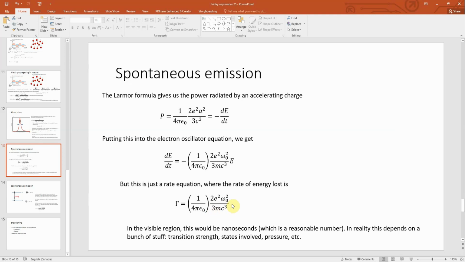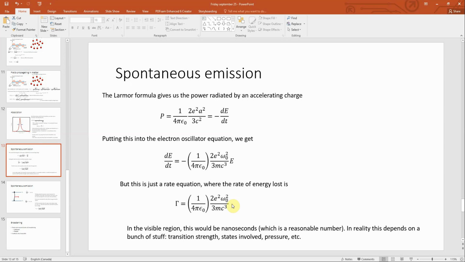In the visible region, omega naught would be somewhere in the visible, so this would be 10 to the 15 radians per second, and this would be something like nanoseconds, which is a reasonable number. That's about how long you can have an atom in an excited state for.